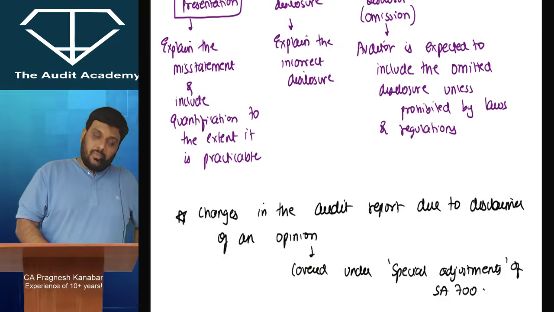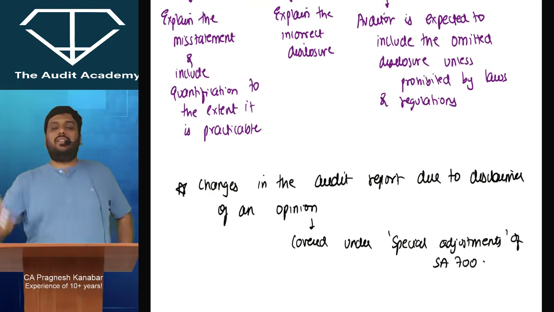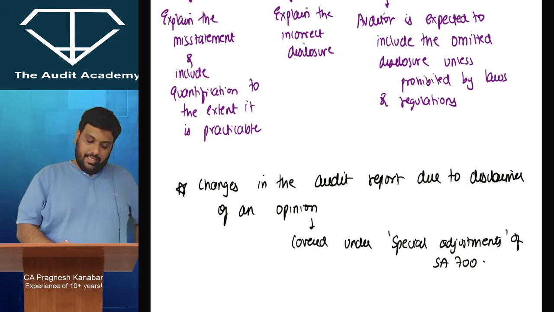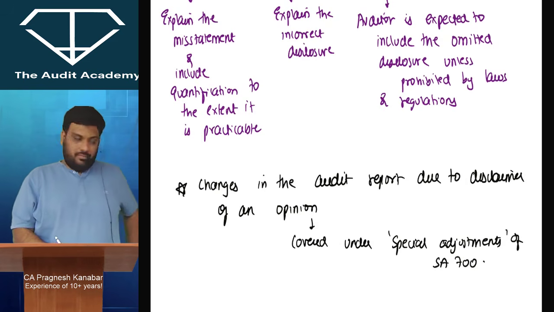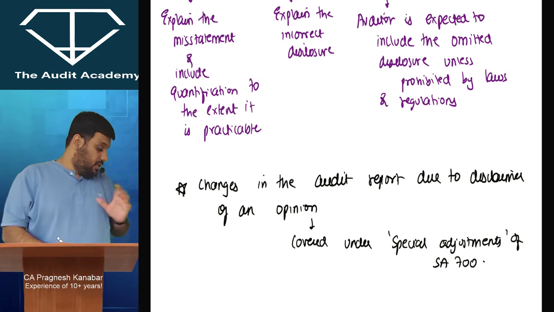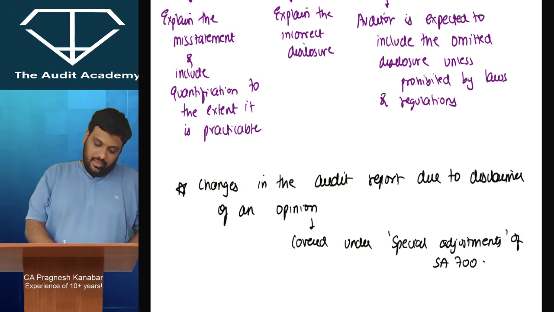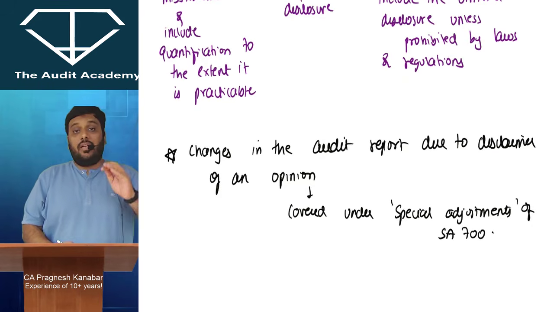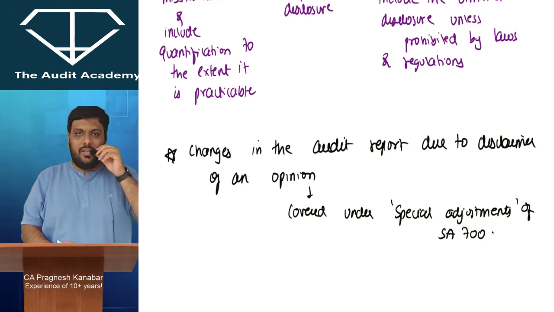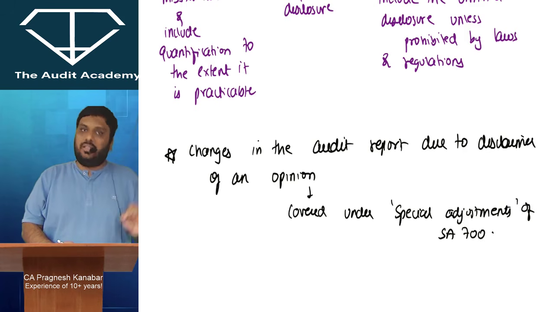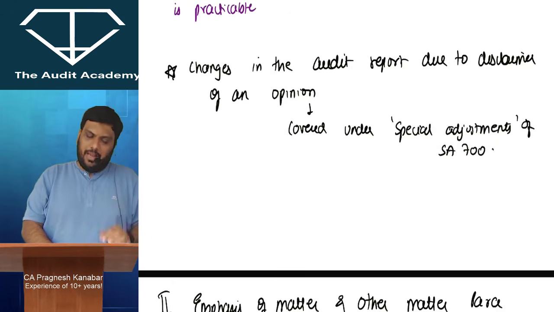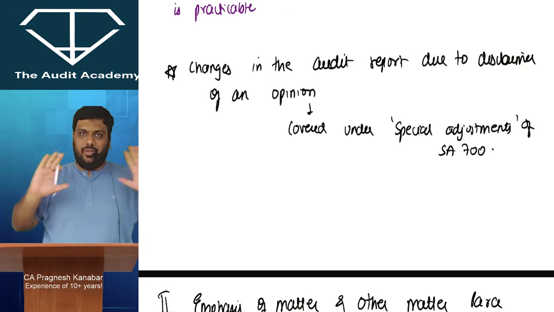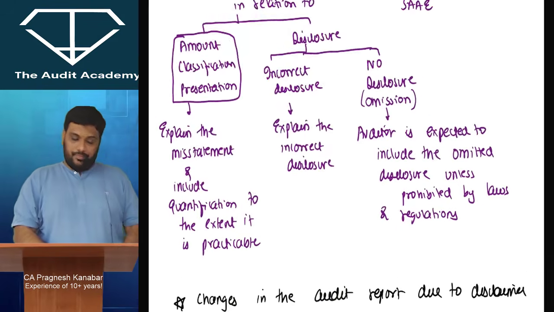Okay. Now listen to me. What else is given in SA 705 when it comes to the module? See, when you give a disclaimer of opinion, that's a very sensitive situation. So when you give a disclaimer of opinion, there are some changes in the audit report. Now what are those changes? You will understand that after some time. I'm going to cover it under SA 700 in my note of special adjustments. Okay, so relax.